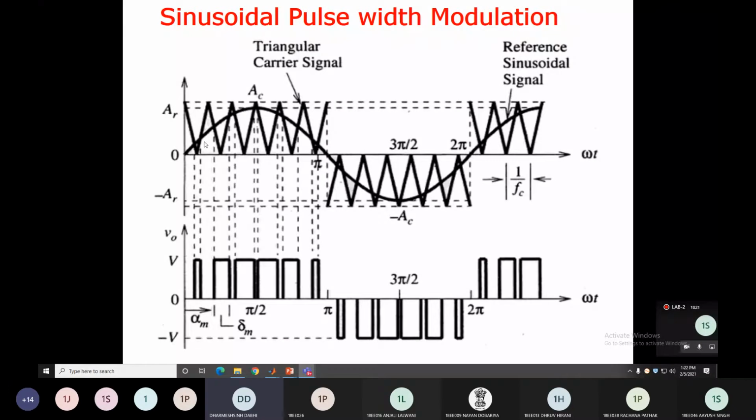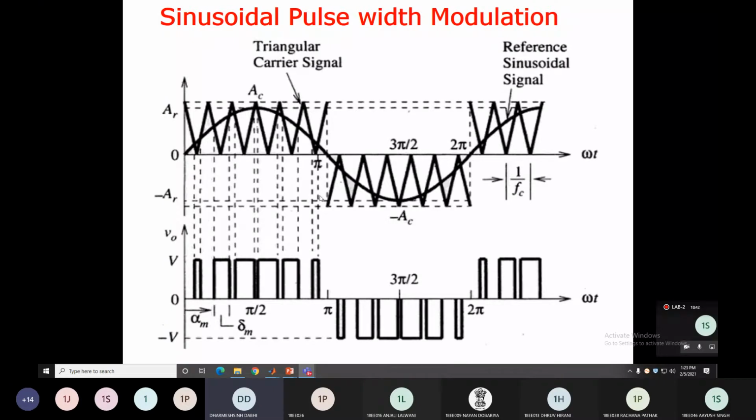So as you move from 0 to 90 degrees, you can see the width of the output voltage increasing, because the sine wave is increasing. And as you move from 90 to 180, the width of the output voltage is decreasing. Okay. So that is called the synchronization of the gate pulse or output voltage with your reference signal.